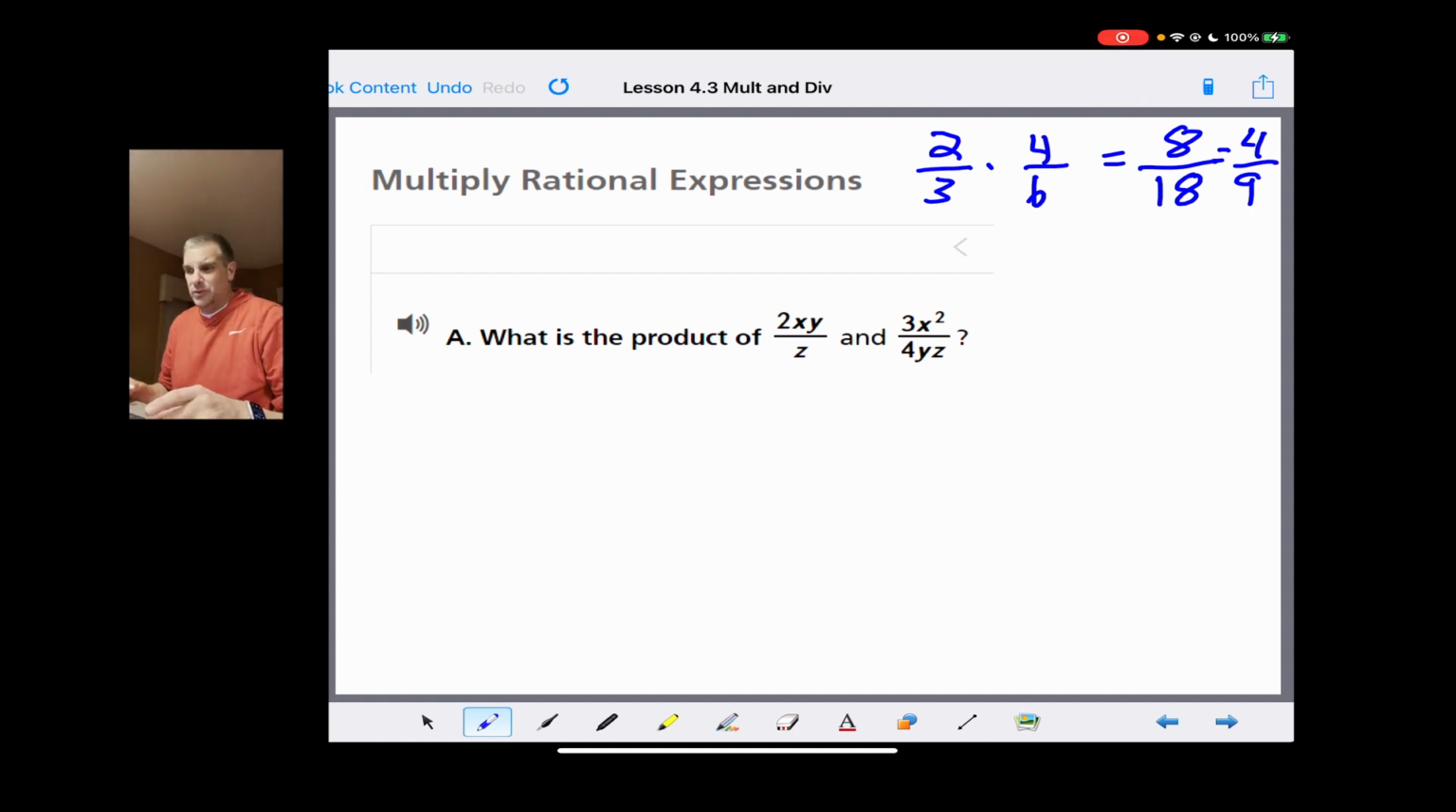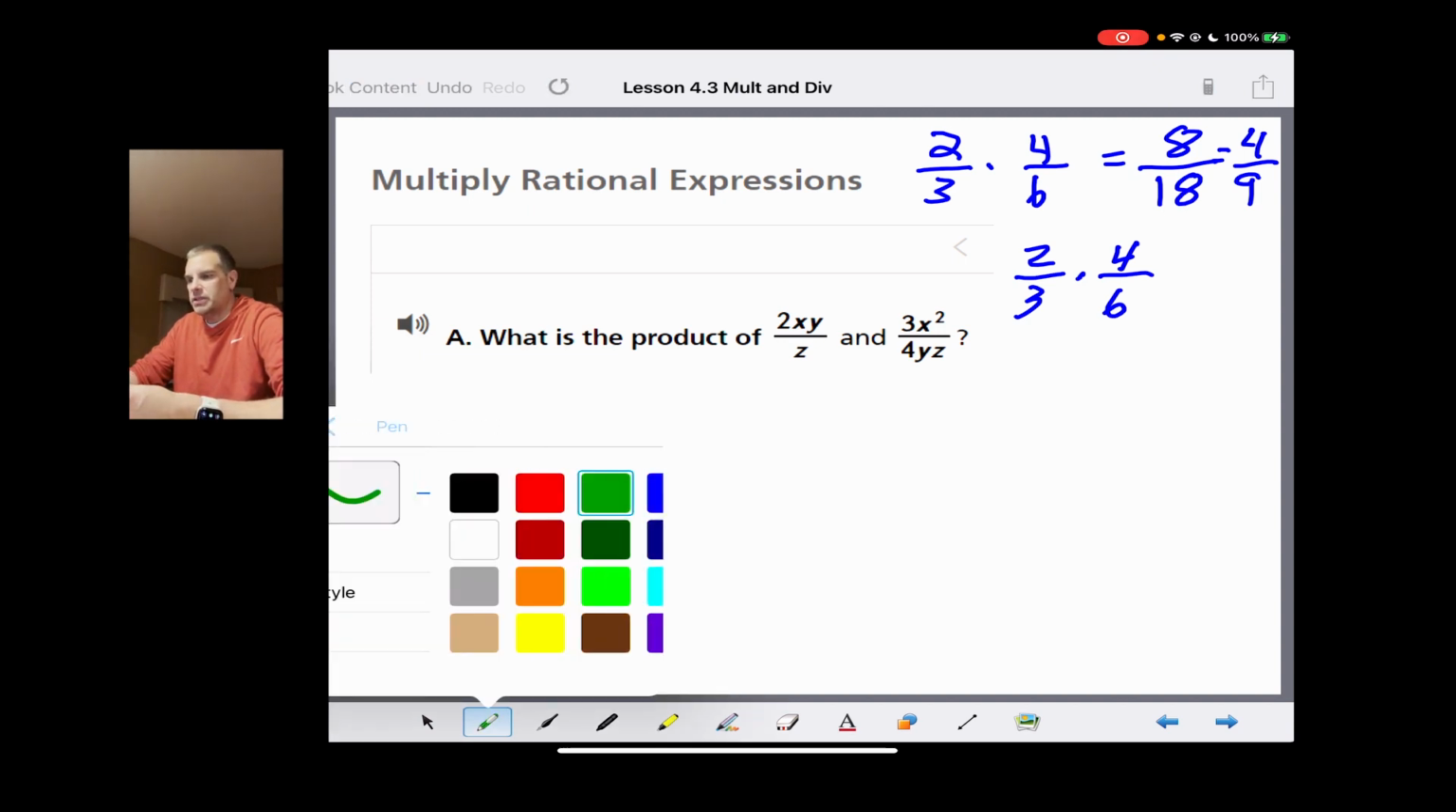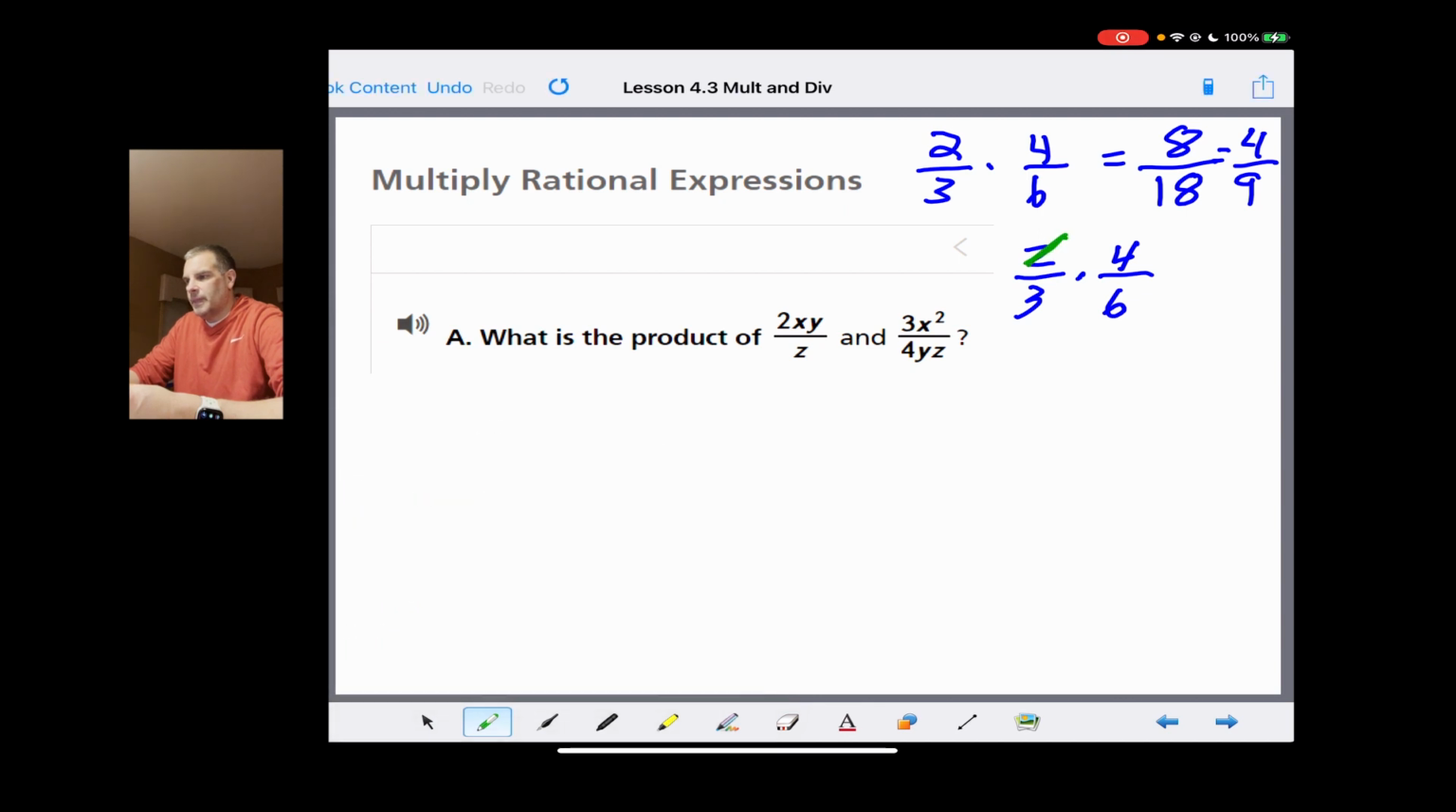And sometimes that's the easiest way to do it, especially when you're looking at the one that we're going to work on in just a second. The other way that you could take this 2/3 times 4/6 is you could do some of the reducing beforehand. As long as something's in the numerator and something's in the denominator, you could reduce it. So I could reduce this 2 with this 6 and say that 2 goes into itself once and 2 goes into 6 3 times. So now I've got 1/3 times 4/3, which is 4/9.